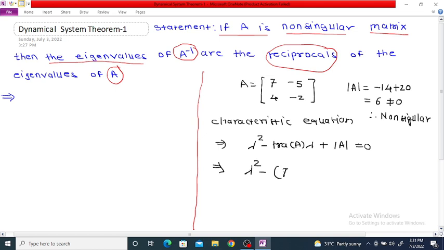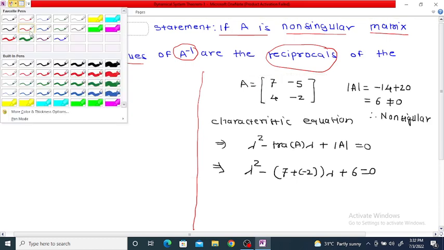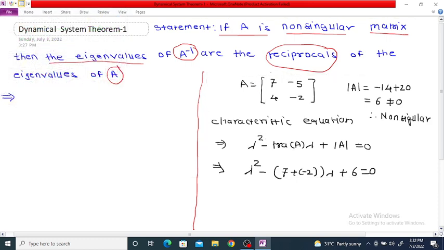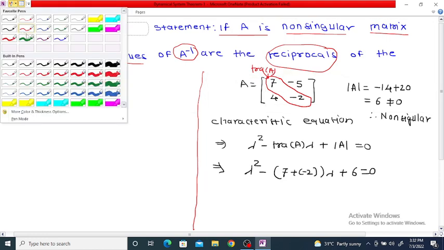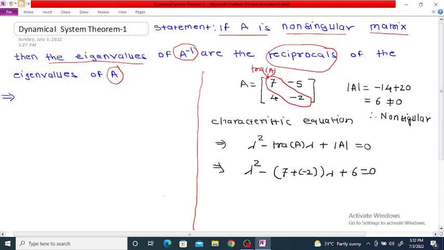So it is lambda square minus trace of A into lambda plus determinant of A, which is equal to 6. What is the trace here? The trace is the addition of diagonal entries, so 7 minus 2, this is the trace of matrix A. So this implies lambda square minus 5 lambda plus 6 is equal to 0.